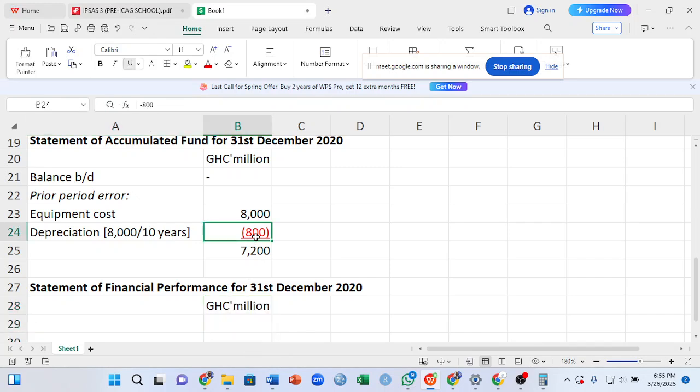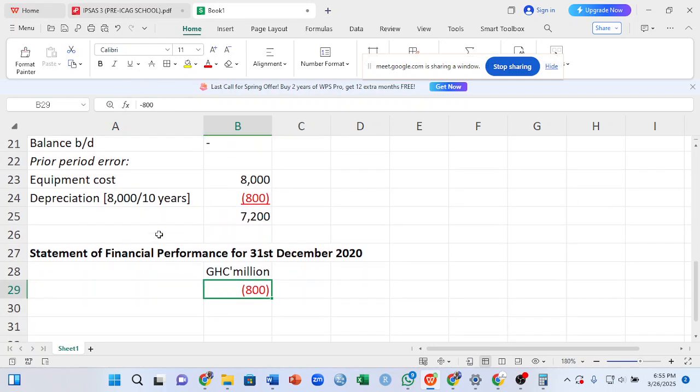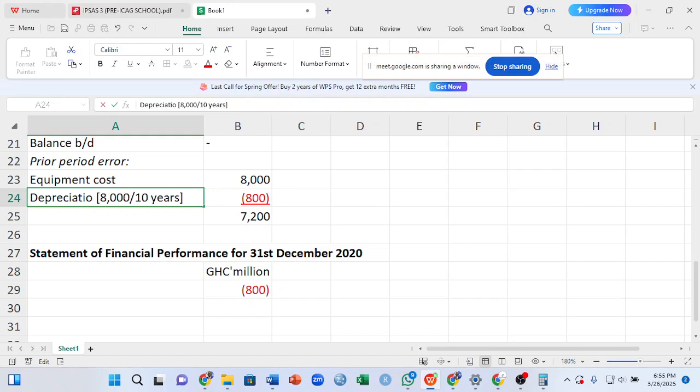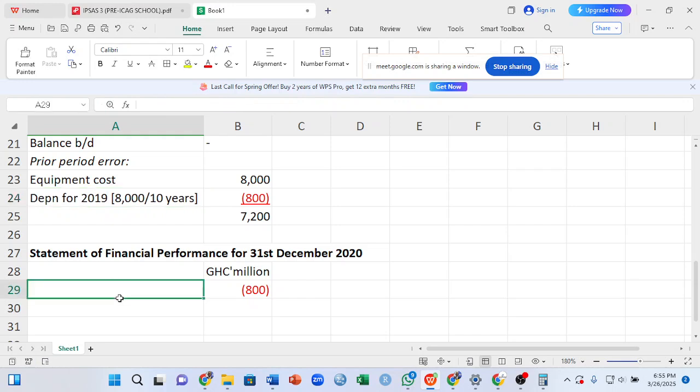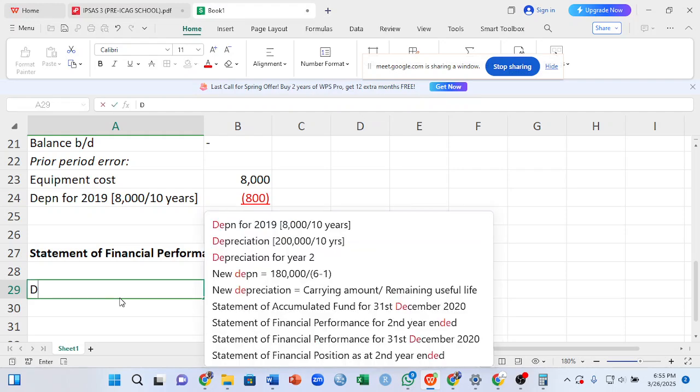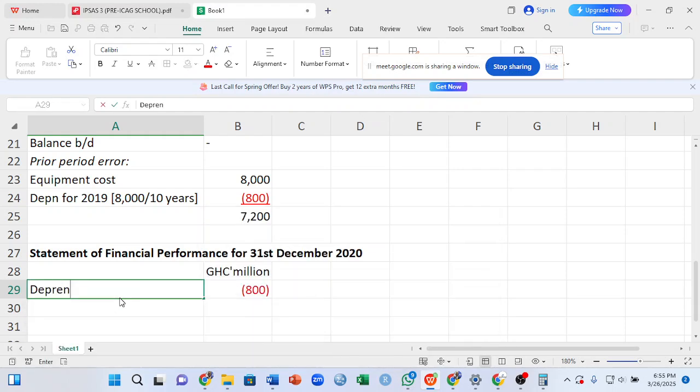And the depreciation is still out of straight line. Depreciation will still be the same, right? This one was for 2019. This depreciation was the 2019 depreciation. But because it's straight line, 2020 will be the same. Hope you agree. Yes, please. So this will be the depreciation for 2020.